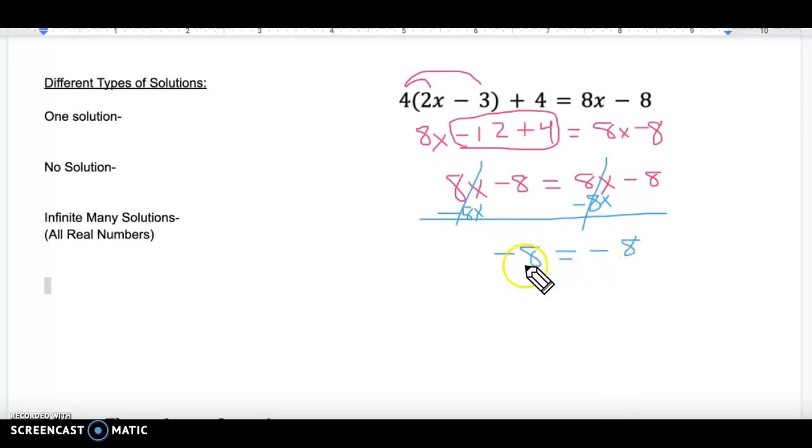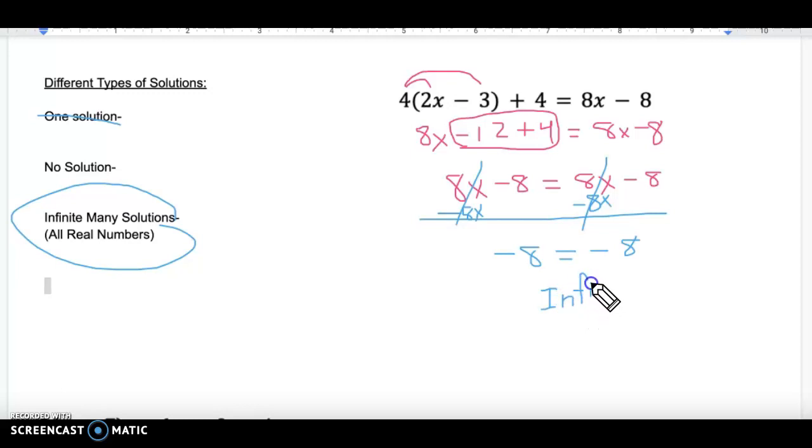Now I notice negative 8 equals negative 8. There are no x's, so we know that it's not a one solution. These two numbers are equal, which means it is an infinite solution. That means I can pick any number and it be correct. But we can't just pick one number. We have to show that it's every number. So in our answer, we will write that it is infinite many solutions.